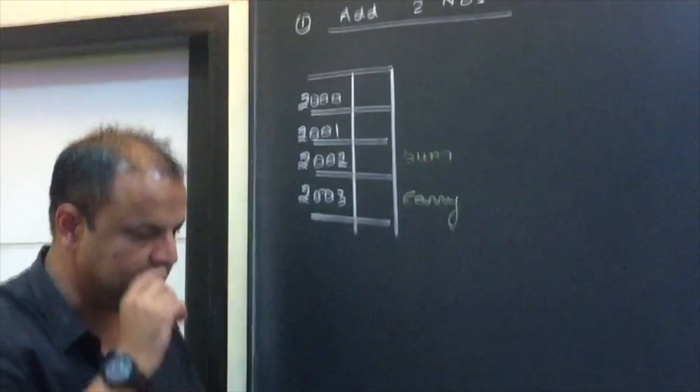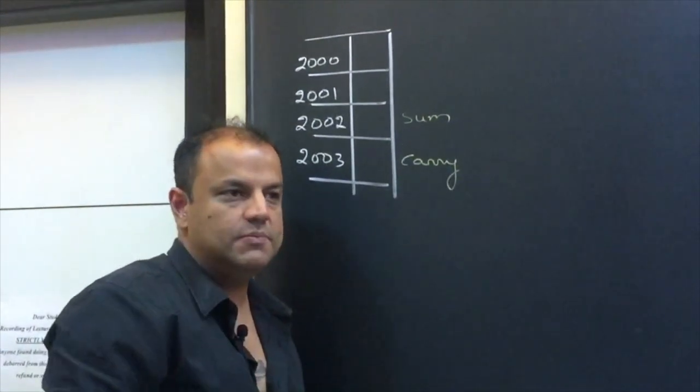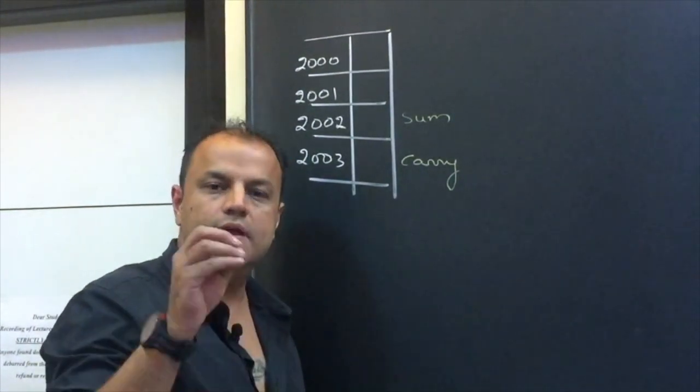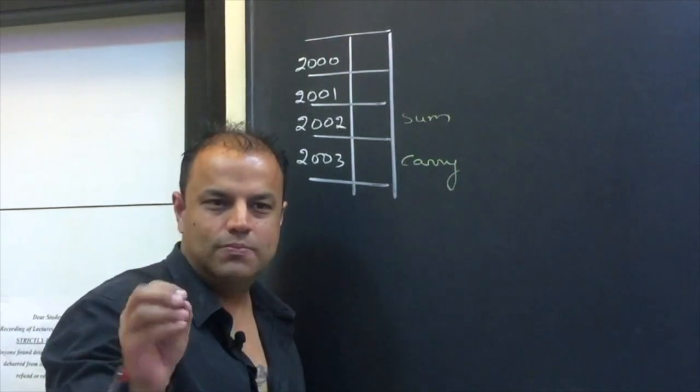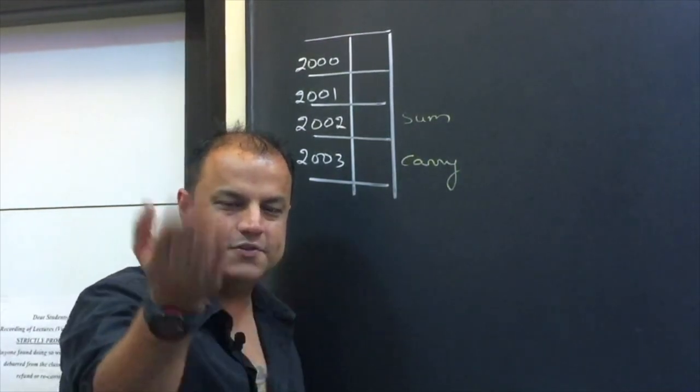Now here is another thing to understand. If they don't tell you where to store the sum and carry, please store it correctly. There is a rule followed always: lower byte, lower address; higher byte, higher address. Say this again please.